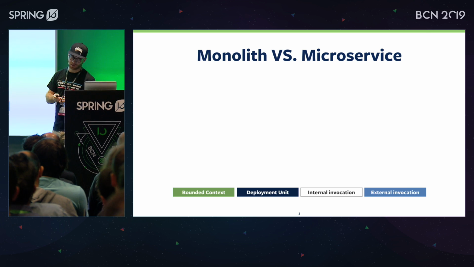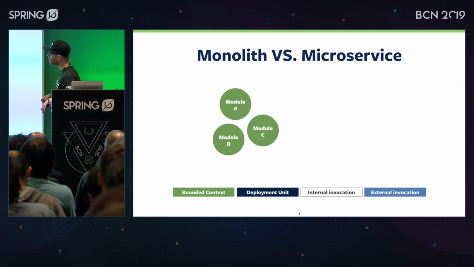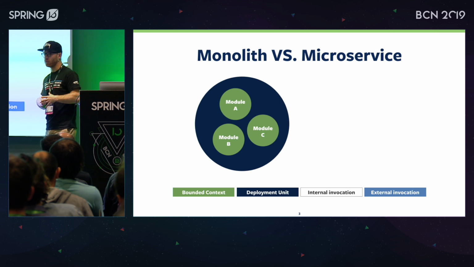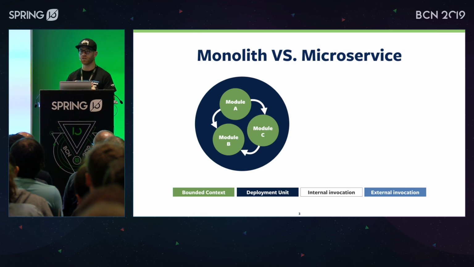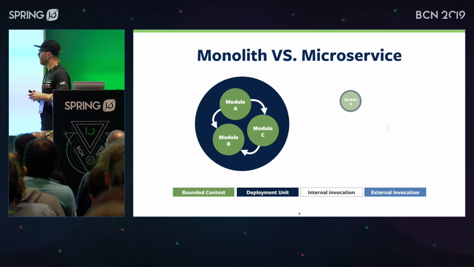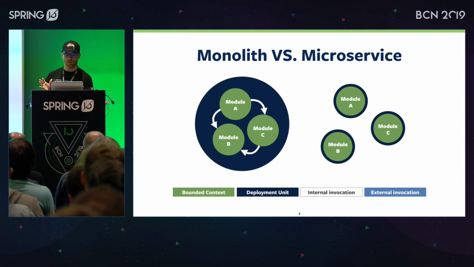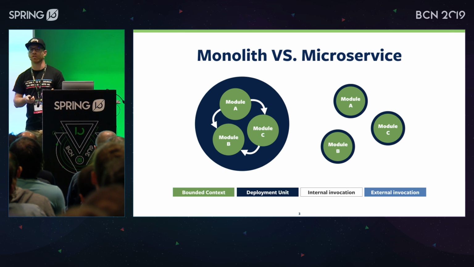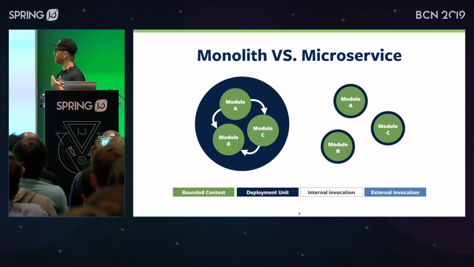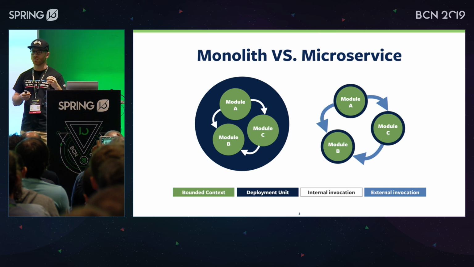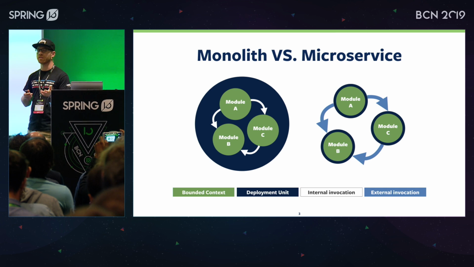Because it's different processes. So with monoliths, it's basically bounded contexts within a single deployment unit, and all our cross-module invocations are internal ones. Whereas with microservices, we tie the deployment unit to the bounded context. That's the fundamental idea, right? Which also means that these interactions now all of a sudden become cross-project invocations, with all their ups and downsides.